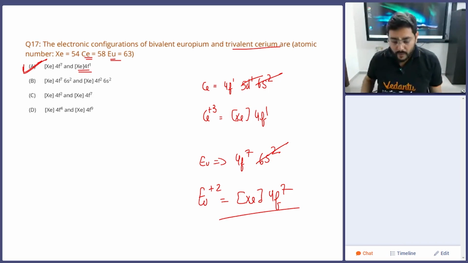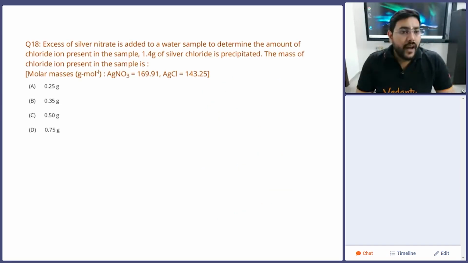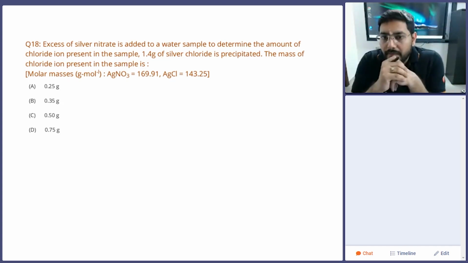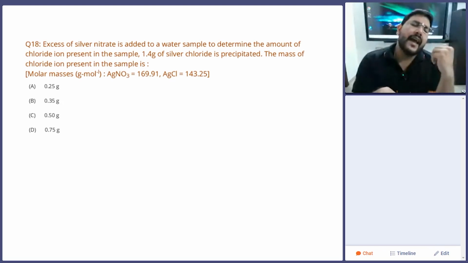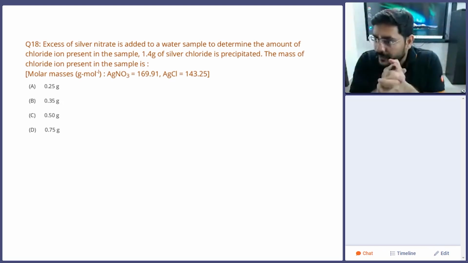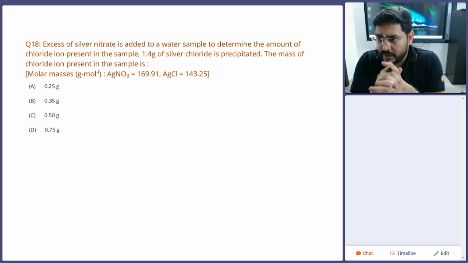Now, moving towards the next question. Excess of silver nitrate is added to a water sample to determine the amount of chloride ion present in the sample. See, beta, if you add silver nitrate, AgNO3, and chloride ion is there, Ag+ will directly react with Cl- to form AgCl, a white precipitate. Do you agree with me? Because precipitation reactions are the fastest reactions. Yes or no?